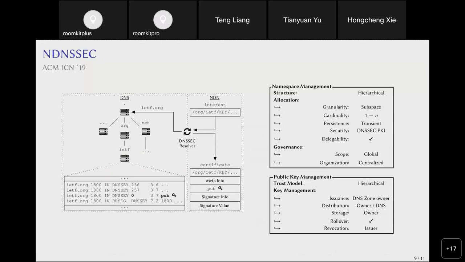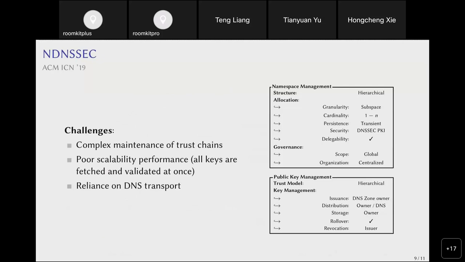The problem that this approach has is the complex maintenance of trust chains. In DNSSEC, basically you need a number of different records from different zones that you need to stitch together and build an authentication path. You have poor scalability performance on DNSSEC. Resource records of the same type are signed all together, and if you need to validate a single resource record, you have to fetch all of them of the same type and then validate the signature. So in NDNSSEC, if you have like 1,000 producers for a namespace and you want to fetch and validate a key for one of them, you have to fetch and validate all 1,000 keys before you can do that. And finally, our solution relied on DNS transport.